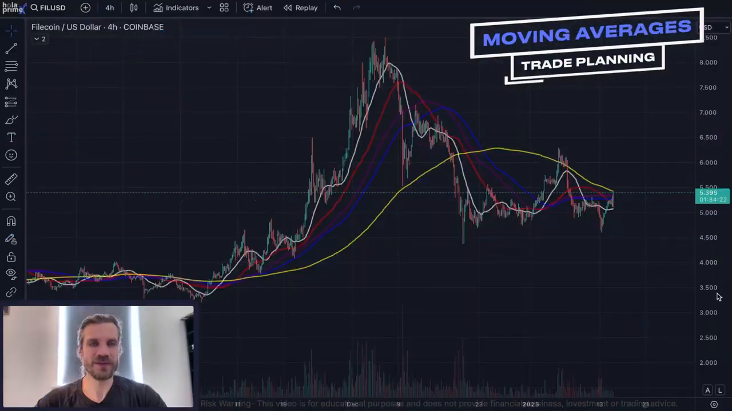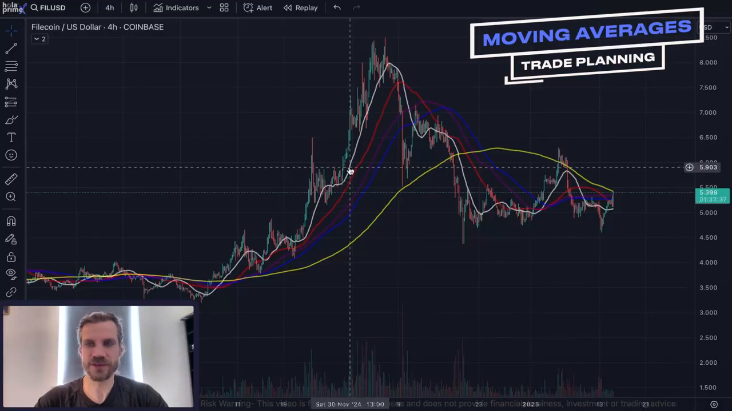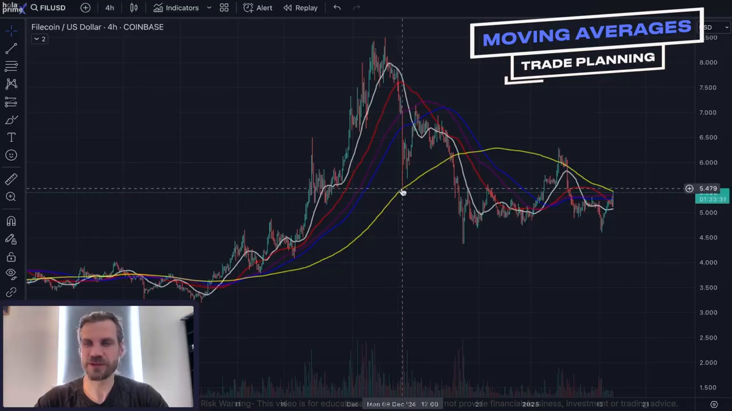So here now we have the most recent price action for Filecoin, and as you can see, we've got most of the typical moving averages displayed. We've got the different periods, the 21 in white, the 50 in red, the 80 in purple, the 100 in blue, and of course the 200 MA in yellow.